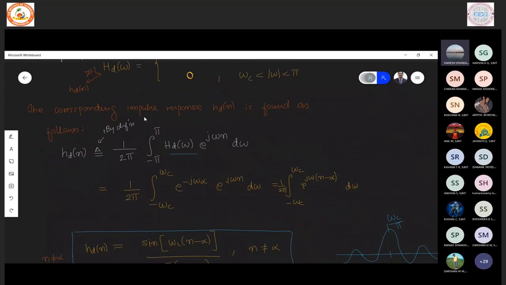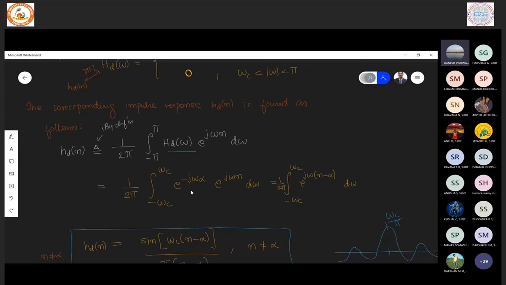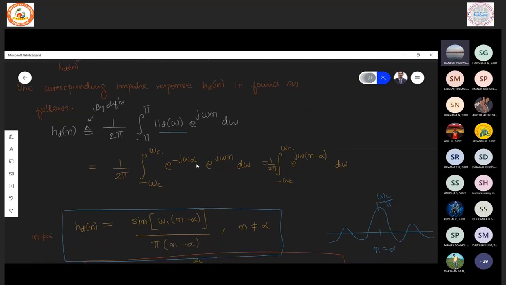Then we take the impulse response by using the definition of the inverse discrete time Fourier transform. Therefore, the formula says 1 by 2 pi times the integration between minus pi to plus pi of hd of omega e power of j omega n d omega. Now substituting for our particular case, the expression is e power of minus j omega alpha. The integration is with the limits minus omega c to plus omega c. Combining the exponents, we get e power of j omega into n minus alpha.